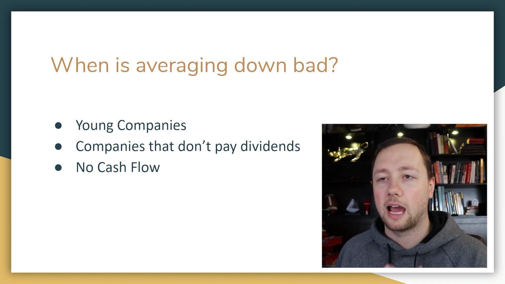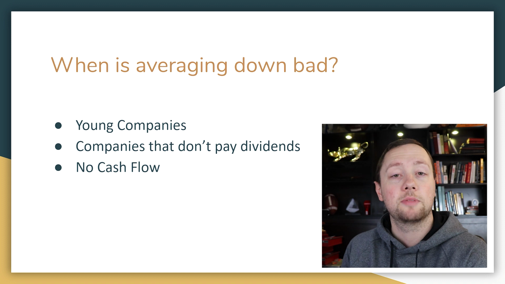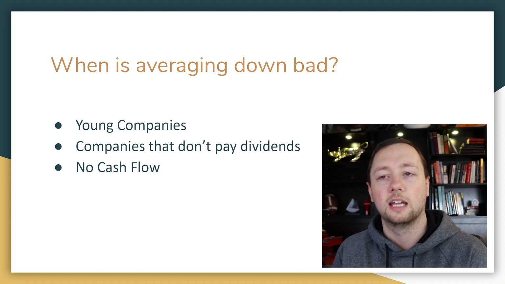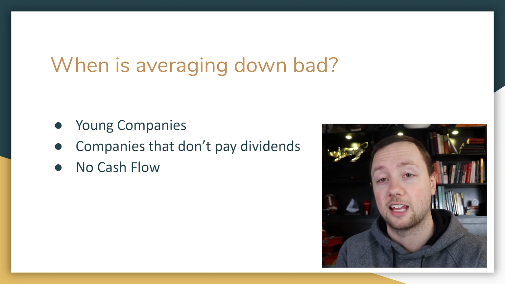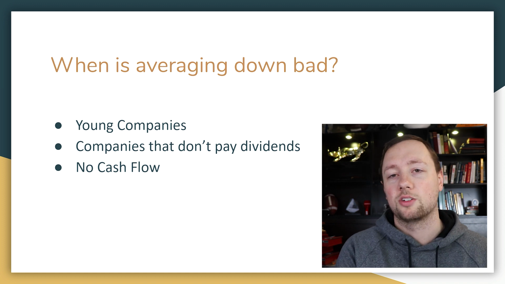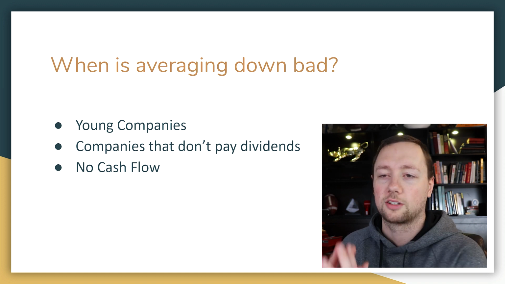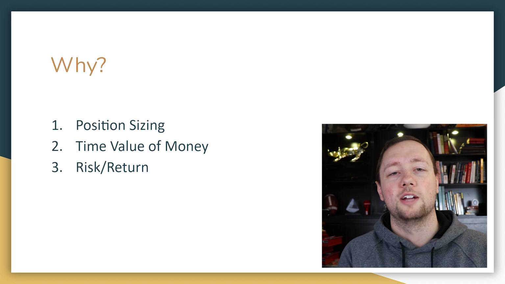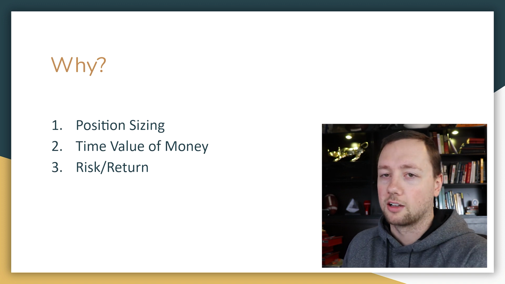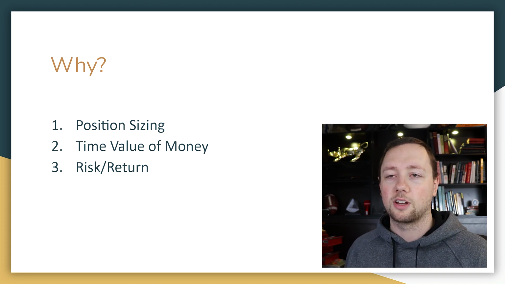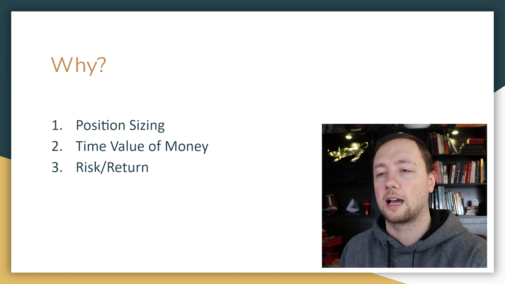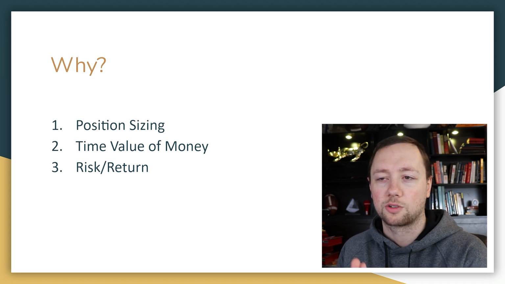Well, in my opinion, averaging down is a bad idea anytime that we are dealing with young companies, anytime we are dealing with companies that do not pay dividends, or anytime we are dealing with companies that do not have any direct cash flow going back to shareholders. Now, there's three reasons why I do not recommend averaging down into young companies or companies that do not pay dividends. Number one is position sizing, number two is time value of money, and number three is the risk return ratio.